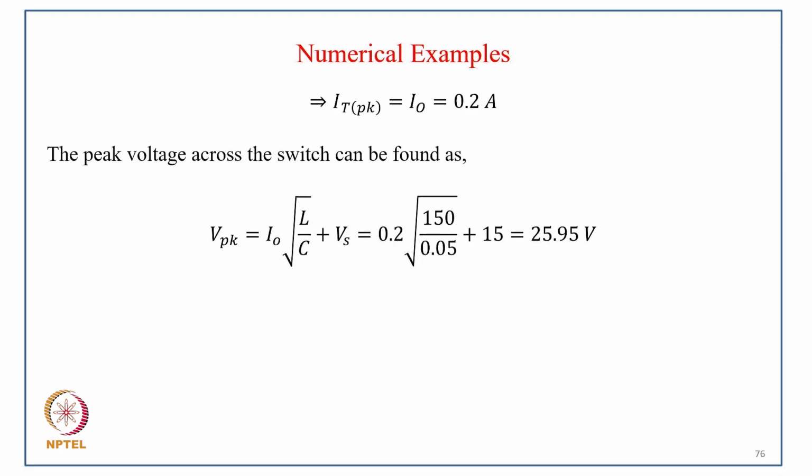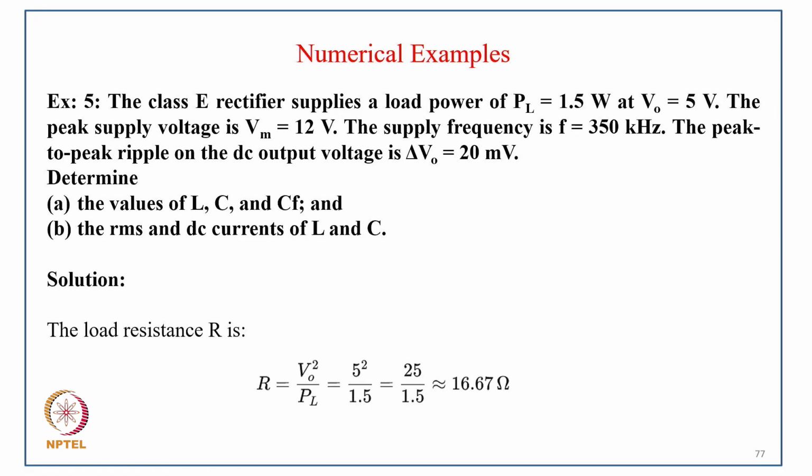And so I peak will be equal to I0, that is equal to 0.2 ampere, and the peak voltage across the switch can be found out like V peak equal to I0 under root L upon C plus Vs, and putting value it comes 25.95 volt.